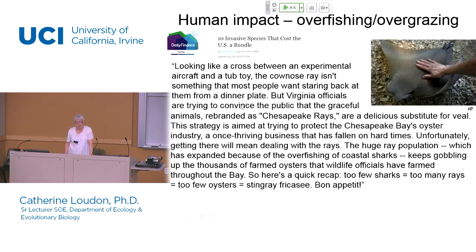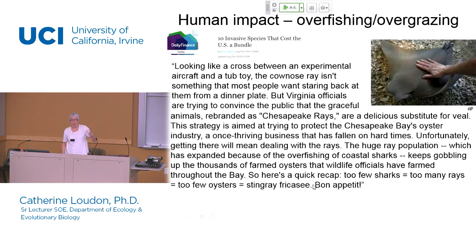But Virginia officials are trying to convince the public that the graceful animals, rebranded as Chesapeake Rays, are a delicious substitute for veal. This strategy is aimed at trying to protect the Chesapeake Bay's oyster industry, a once thriving business that has fallen on hard times. Unfortunately, getting there will mean dealing with the huge ray population, which has expanded because of the overfishing of coastal sharks. It keeps gobbling up the thousands of farmed oysters that wildlife officials have farmed throughout the bay.